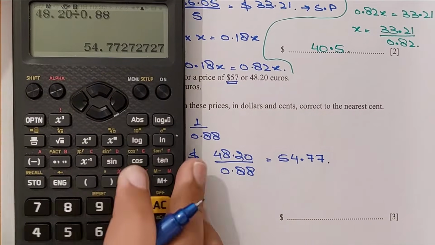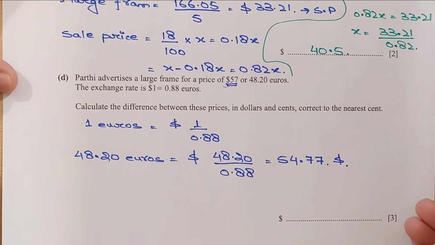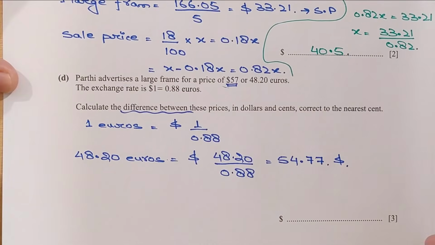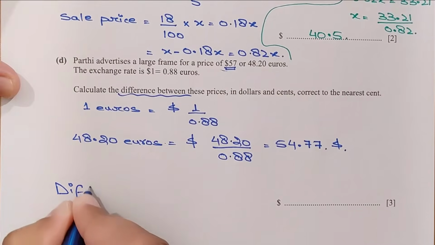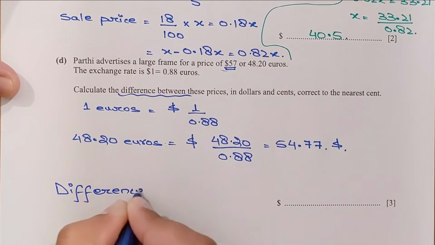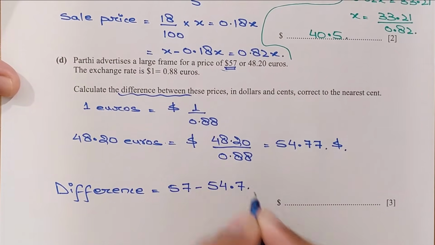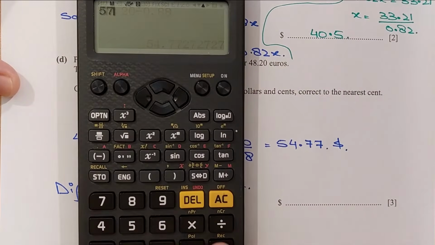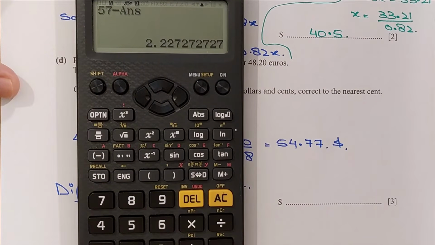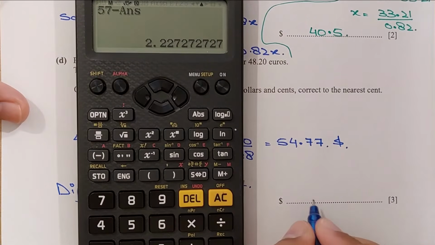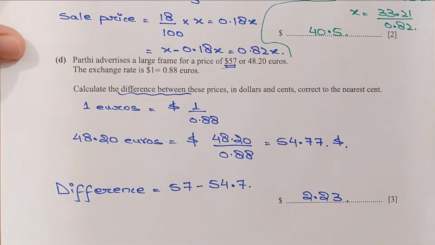54.77, right? So this is in terms of dollars, and this is in terms of dollars. So we need to find the difference between these prices. So the difference is basically this, subtract this. So the difference between the prices is $57 subtract $54.7. Right, so we can do 57 subtract 54.7, answer is equal to 2.227, or we can say $2.23. This is the difference between the prices.